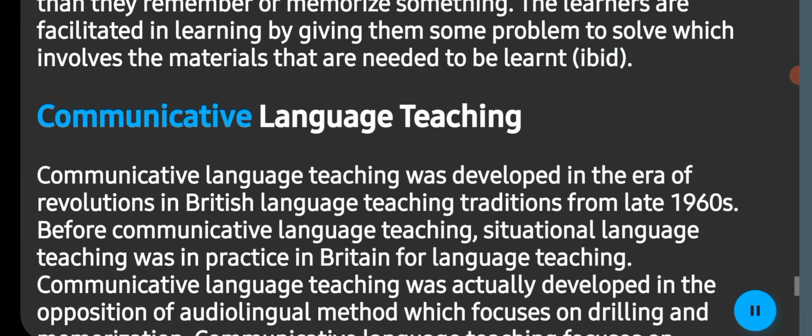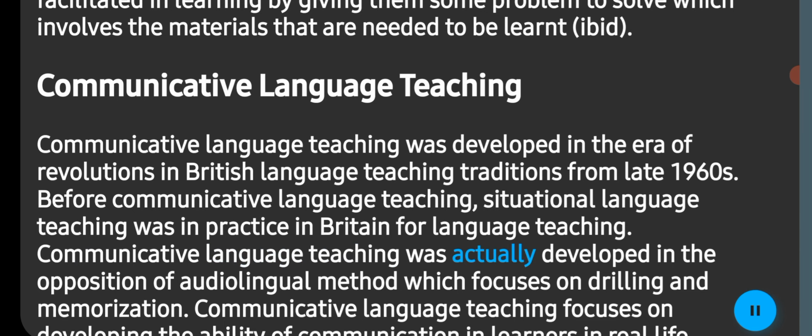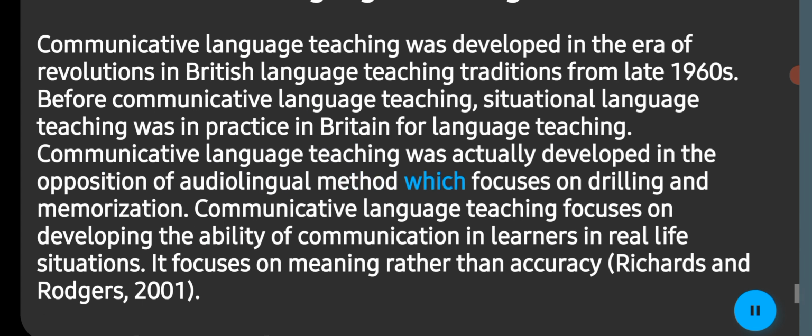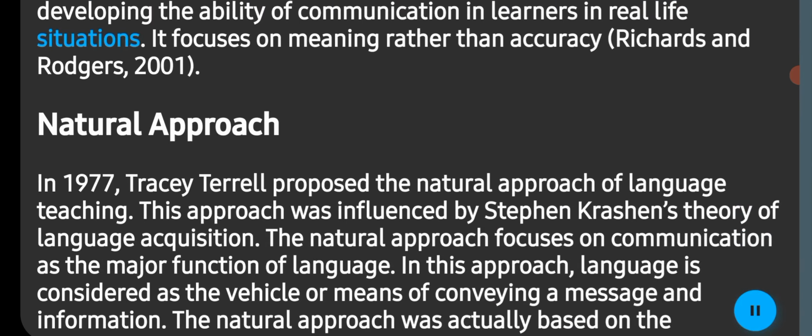Ibid. Communicative language teaching. Communicative language teaching was developed in the era of revolutions in British language teaching traditions from the late 1960s. Before communicative language teaching, situational language teaching was in practice in Britain. Communicative language teaching was actually developed in opposition to the audiolingual method, which focuses on drilling and memorization. Communicative language teaching focuses on developing the ability to communicate in real-life situations. It focuses on meaning rather than accuracy.